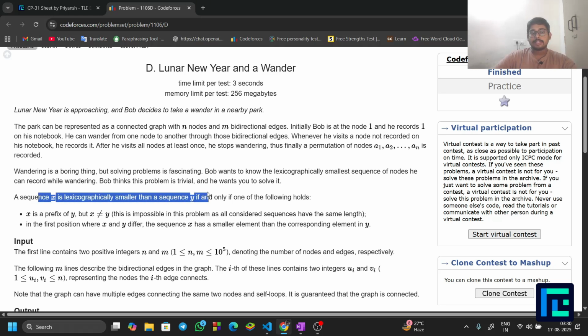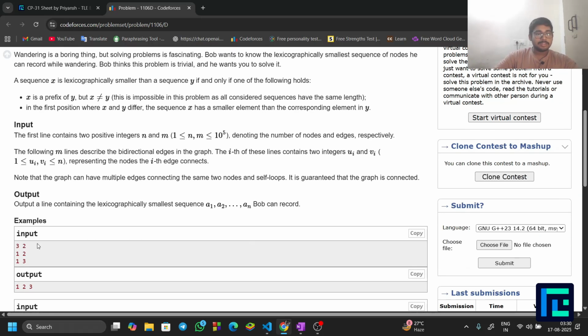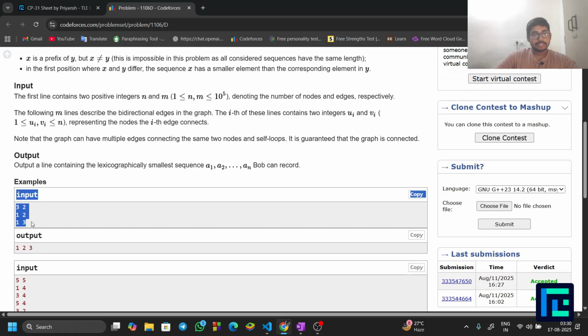X is lexicographically smaller than Y if at the first position where x and y differ, x has a smaller element than its corresponding element in y. Basically, at the first place where the two sequences differ, whichever sequence has the smaller element is lexicographically smaller. Whatever is there ahead of that doesn't matter. So in lexicographical problems, you have to think a bit greedily starting from the start. After the first difference it doesn't matter. Okay, let's look at the example to understand more clearly.